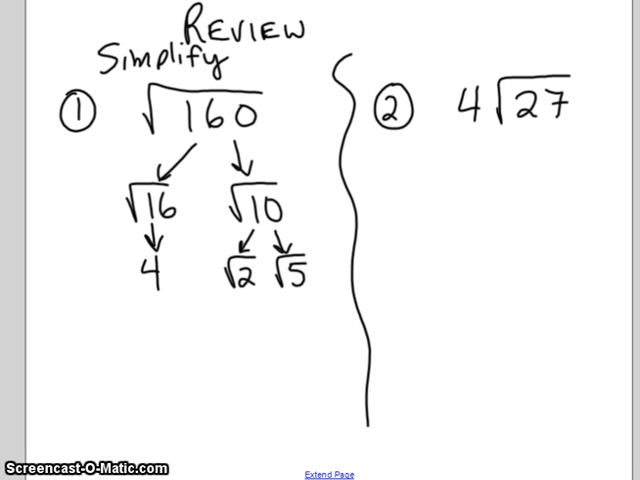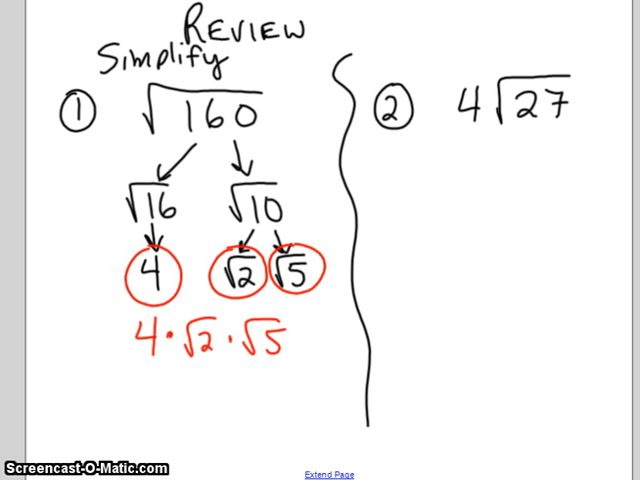Can we break down 2 and 5 anymore? No, 5's prime and 2 is 2. So what we're going to do is take every number radical that's left over and multiply them. So we have 4 times rad 2 times rad 5. 2 times rad 5 is rad 10, and then we have the 4 on the outside. So the square root of 160 simplified is 4 square root 10, or 4 rad 10.